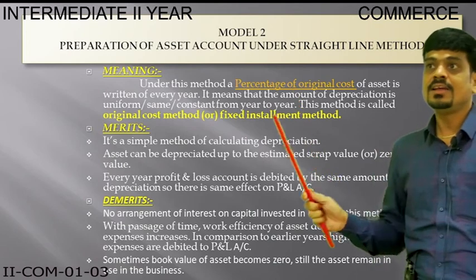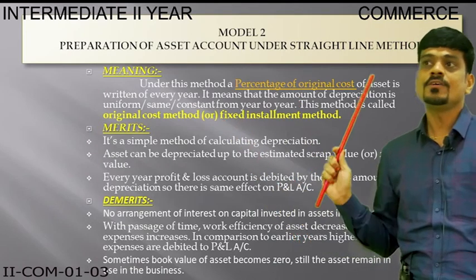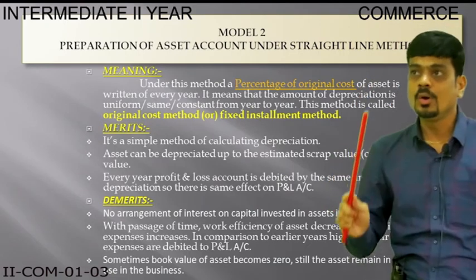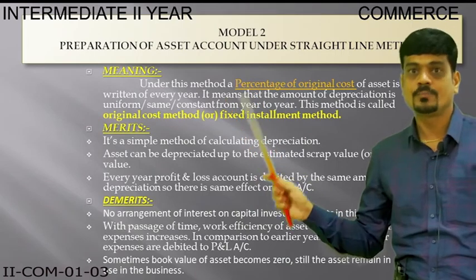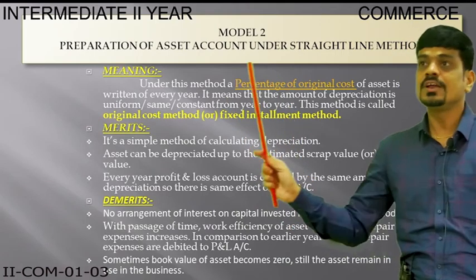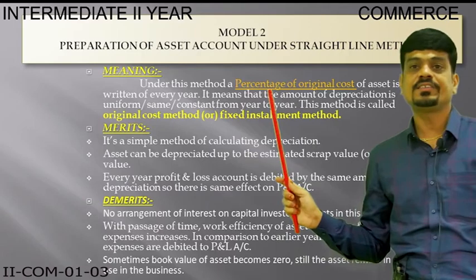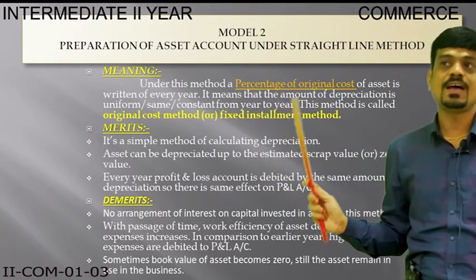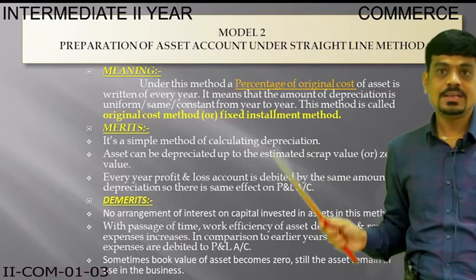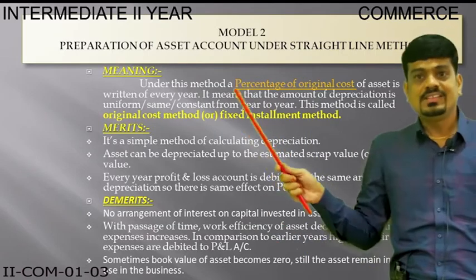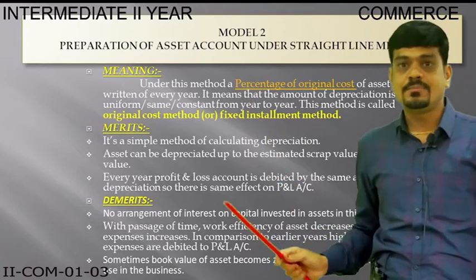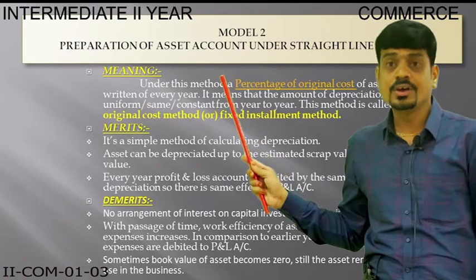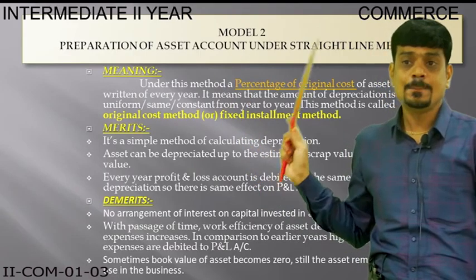Then the other name is original cost method or fixed installment method. The other focal point of the answer is that the amount of depreciation is uniform, same or constant. Sir, you wrote all 3 words. Are we supposed to write 3 words? No. You can write uniform. That is sufficient. These are the synonyms which I have used. Then merits and demerits. Of course, at this level, they won't generally ask you to write merits and demerits, but they'll ask you for 2 marks the theory part, that is, explain straight line method.